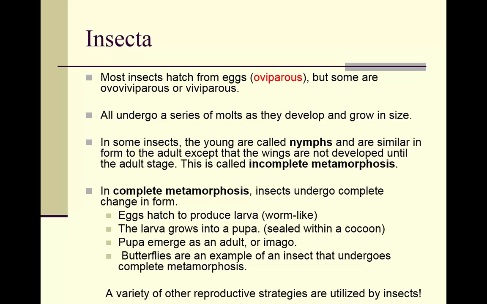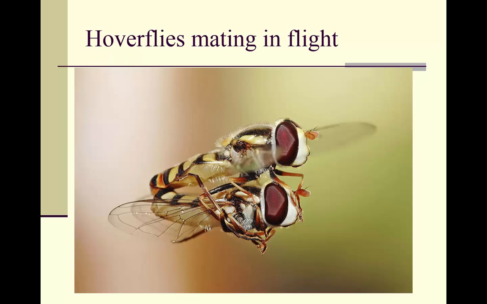But in complete metamorphosis, like you see a butterfly go through, you have eggs that become larvae, which are worm-like, the caterpillars. Then the larva grows into the pupa, which is the cocoon, and the adult emerges from the pupa. And butterflies, as I said, are an example of insects that go through a complete metamorphosis. This is some hoverflies mating in flight.